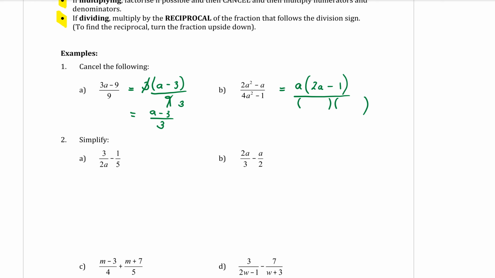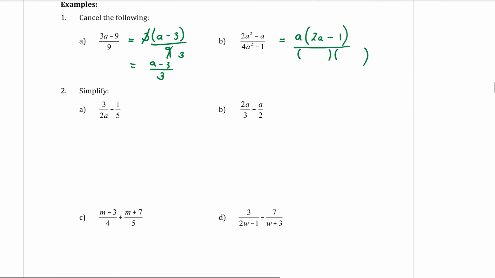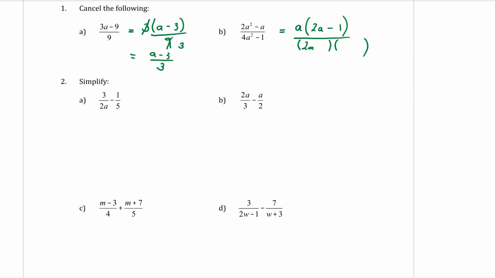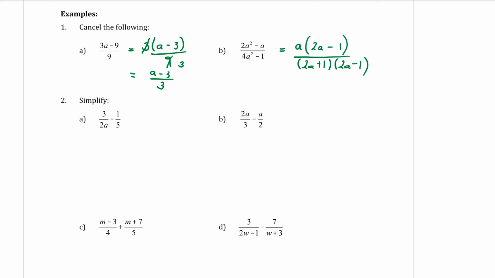Square root of 4a squared: square root of 4 is 2, so 2a at the front of both brackets. Square root of 1 is 1, so that's the end of both brackets. One is a plus, one is a minus. Only when everything is factorized do we then cancel off. So I have a 2a minus 1 on the top and a 2a minus 1 on the bottom. You cancel off whole brackets.